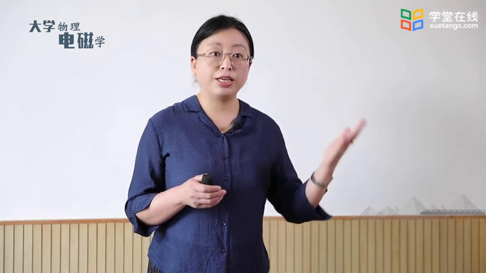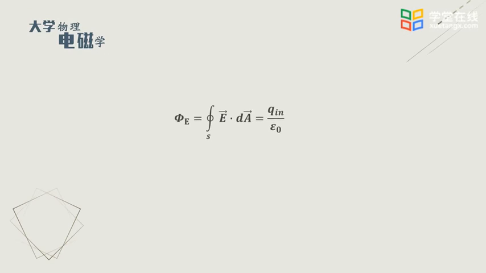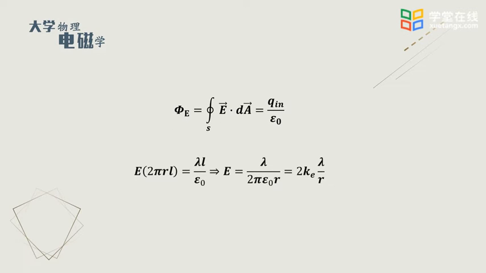By applying Gauss's law, we have this expression, noting that the total charge inside the Gaussian surface is λL. We substitute the area 2πrL of the curved surface and solve for the magnitude of the electric field. This result shows that the electric field due to a cylindrically symmetric charge distribution varies as 1 over r.